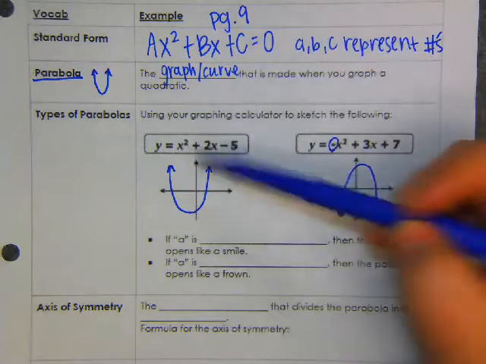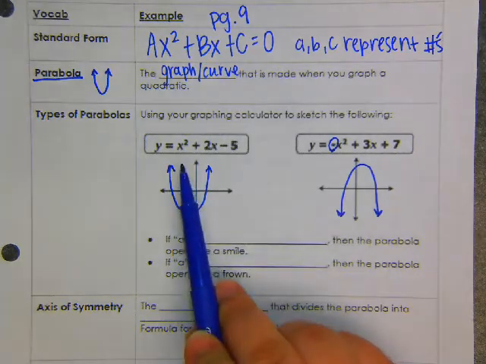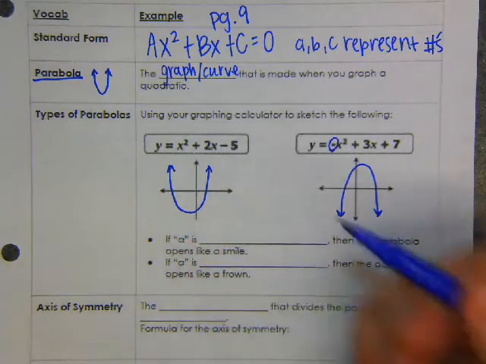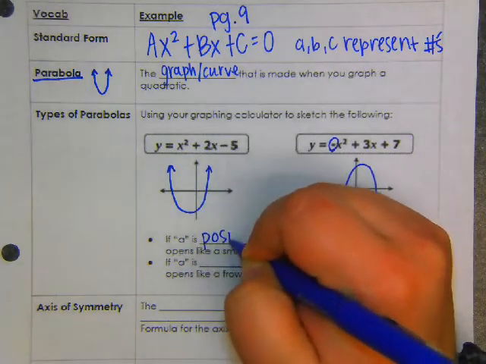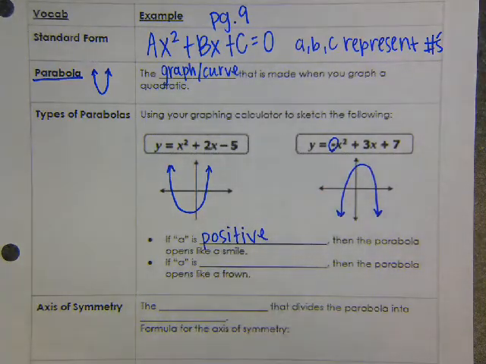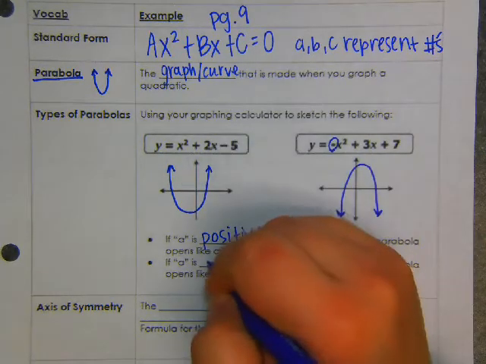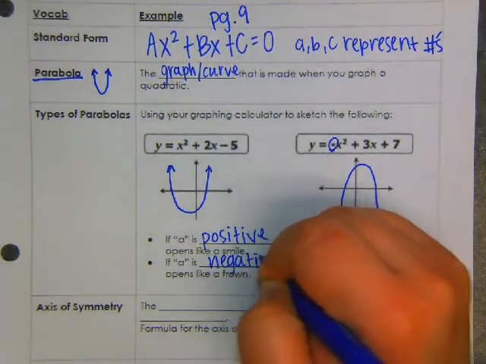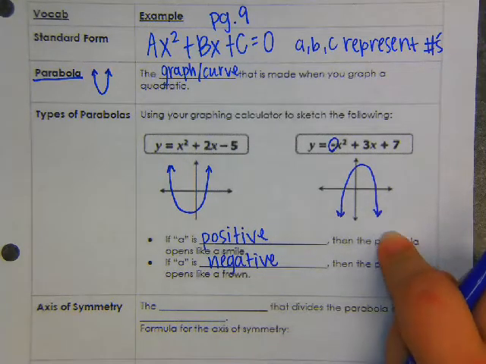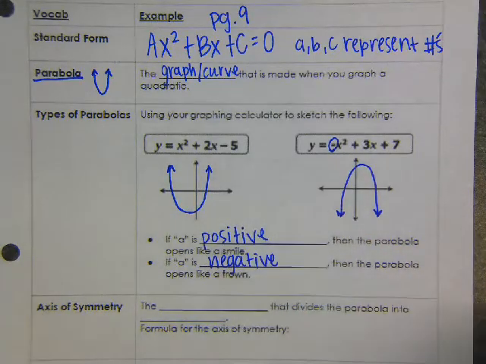So remember, the number that is in front of the x squared is always a. So depending on if a is positive or negative determines which direction your graph is going to point. So if a is positive, like the first one, then that means that your parabola will open up like a smile. Okay, so smile is happy, positive. So if it looks like a smile, it's positive. If your a is negative, like our second graph, then that means the parabola opens like a frown. It goes down like a frown. Okay, so a determines happy graph or sad graph.